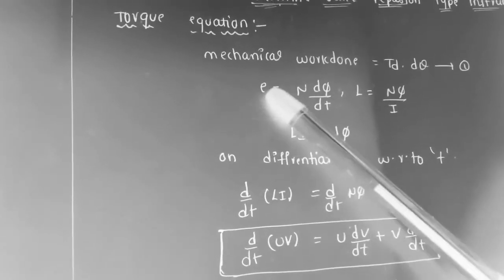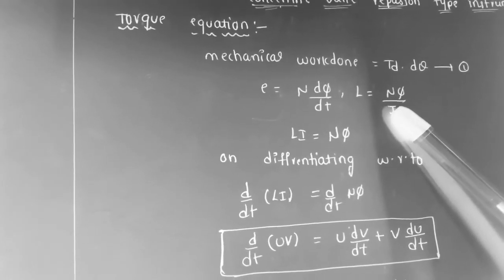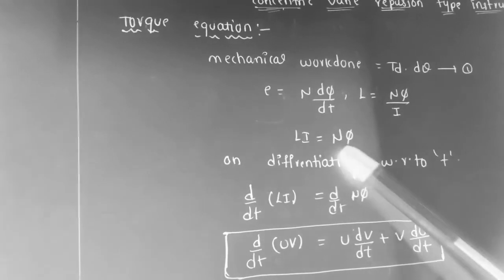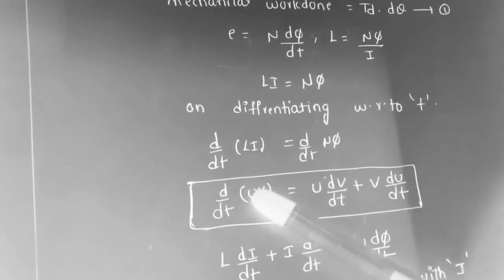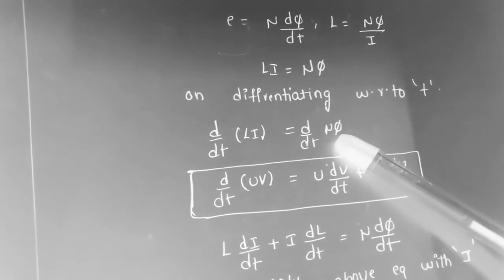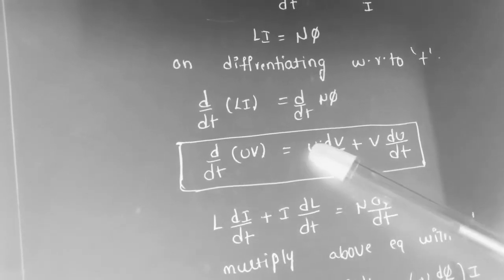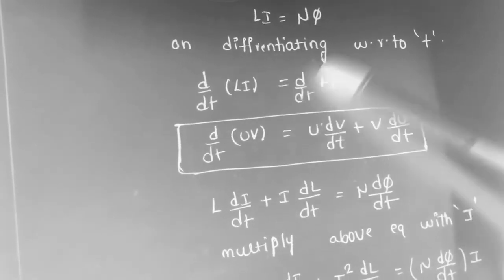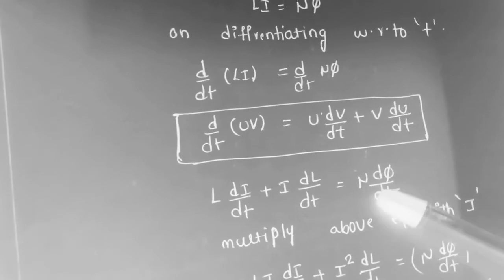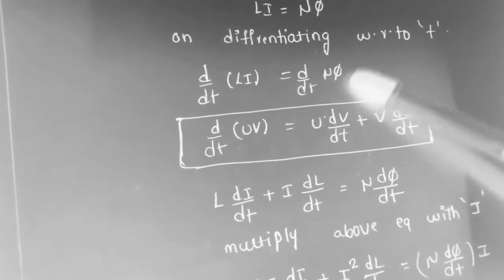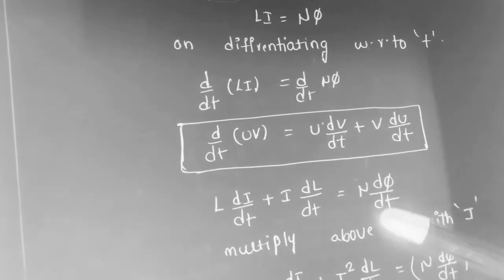Now the EMF generated, from Faraday's law, is e equal to N d phi by dt, and inductance is given by L equal to N phi by I. Flux linkage per current is known as inductance. From that, L i equal to N phi. Differentiating with respect to t on both sides, d by dt of L i equals d by dt of N phi. Differentiating the product uv gives u dv by dt plus v du by dt. Similarly, L di by dt plus i dL by dt equals N d phi by dt. Here N is constant and the flux phi is changing, so we have d phi by dt.